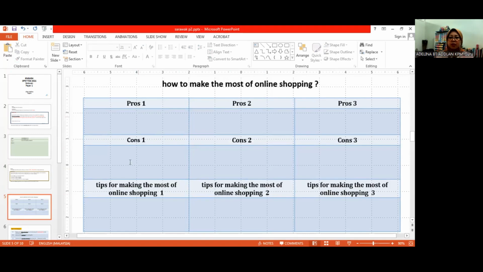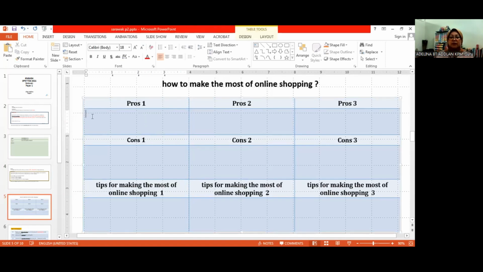For the pros and the cons, I usually ask them to write three, so that they will have a very nice fixed set of paragraphs. For example, the first one, what would be the advantage of online shopping. Some of the students might say that the pros would be you can buy in bulks. Bulks means you buy a lot at one time. You don't buy in small amounts, but big amounts. Buy in big amounts.